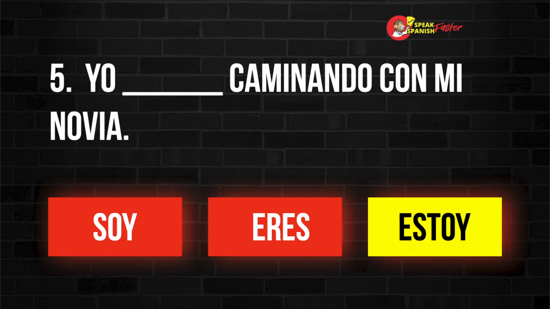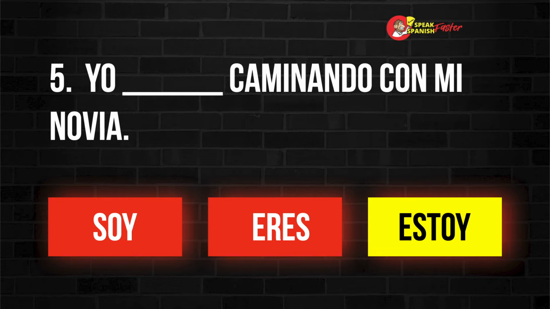Next. Yo estoy caminando con mi novia. So here we have the verb estar. So whenever you have verbs like caminando, hablando, you will never say yo soy caminando. It's always estoy caminando. And you use the verb estar and then the gerundio, which is caminando, hablando, buscando, whichever verb you want to use.